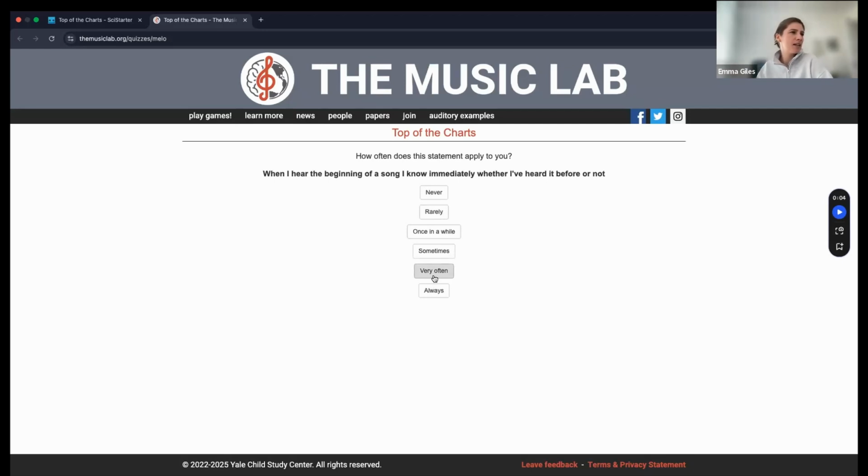When I hear the beginning of a song, I know immediately whether I've heard it before or not. I feel like this depends on how much of the beginning you're listening to. Yeah, I usually do. That's the challenge with this test, because there are some songs where you hear the first few seconds and you notice, and then there are some where you need 10 seconds. Yeah, I feel the same way. So maybe very often, so we exclude the ones that need a couple more seconds.